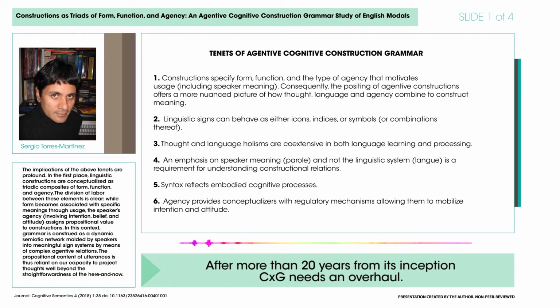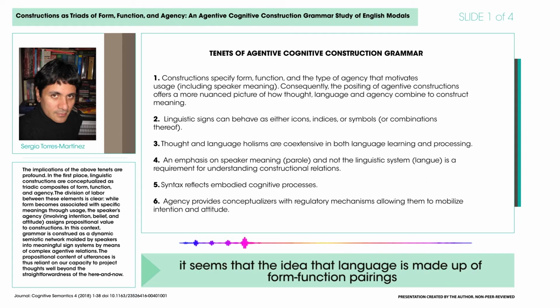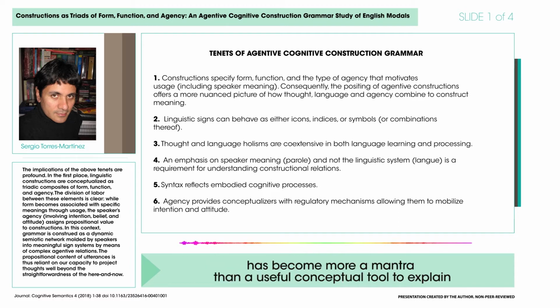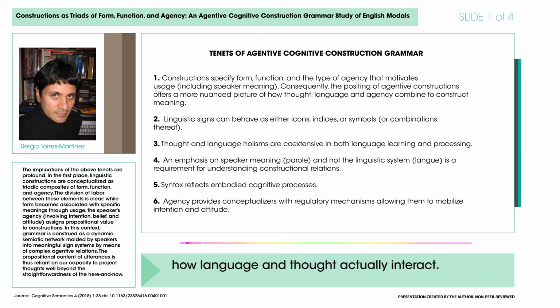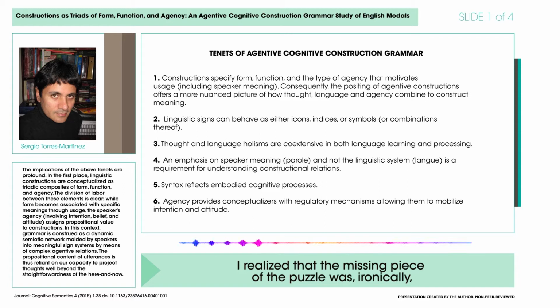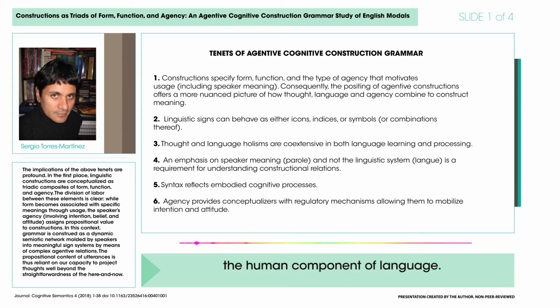After more than 20 years from its inception, construction grammar needs an overhaul. Although the field seems to flourish in congresses and publications, in many respects it seems that the idea that language is made up of form-function pairings has become more a mantra than a useful conceptual tool to explain how language and thought actually interact. With this in mind, and after reading all there is about construction grammar, I realized that the missing piece of the puzzle was, ironically, the human component of language.